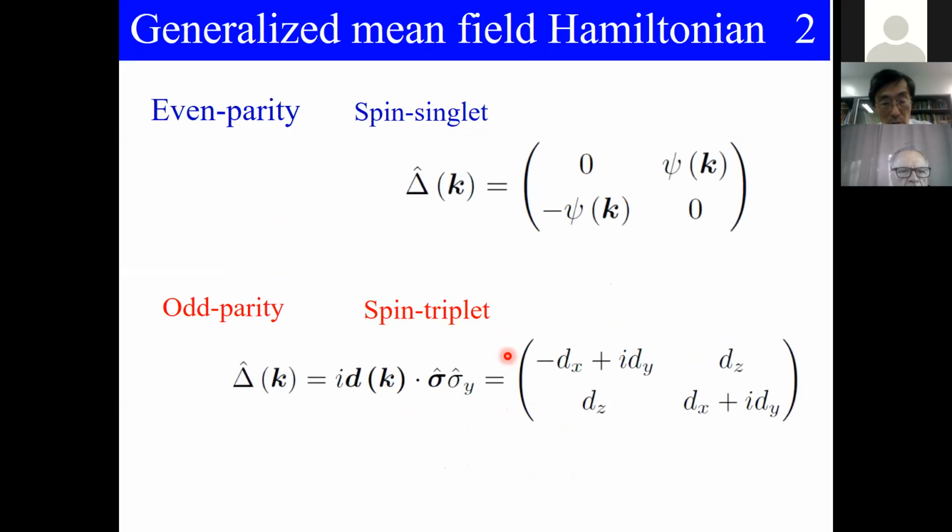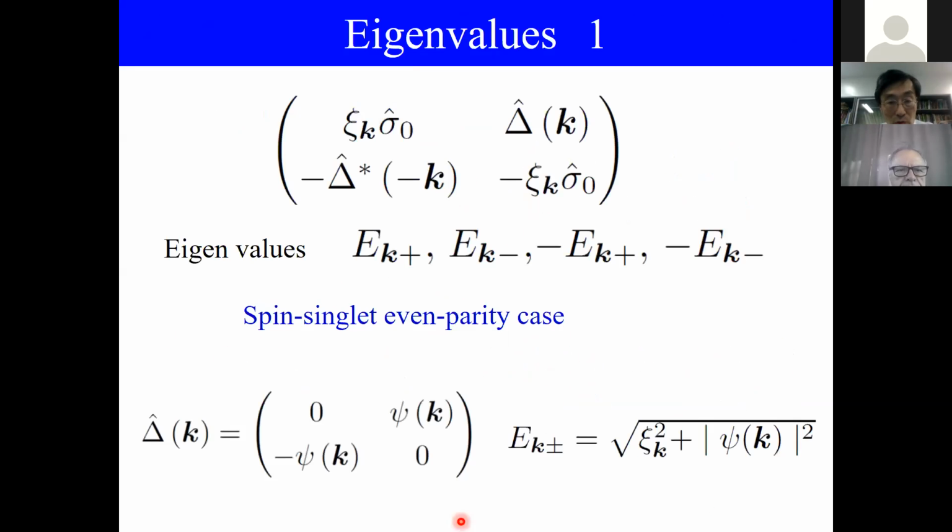Then it is straightforward to consider the energy gap function. Basically, in the presence of spatial inversion symmetry, the parity of the Cooper pair is classified into even parity and odd parity. In the even parity case, it should be spin singlet to be consistent with Fermi-Dirac statistics. In the odd parity case, it should be spin triplet. It is conventionally written by using the so-called d vector. After straightforward calculation, the eigenvalue is diagonalized, and it is written like that: E_k plus, E_k minus, minus E_k plus, minus E_k minus.